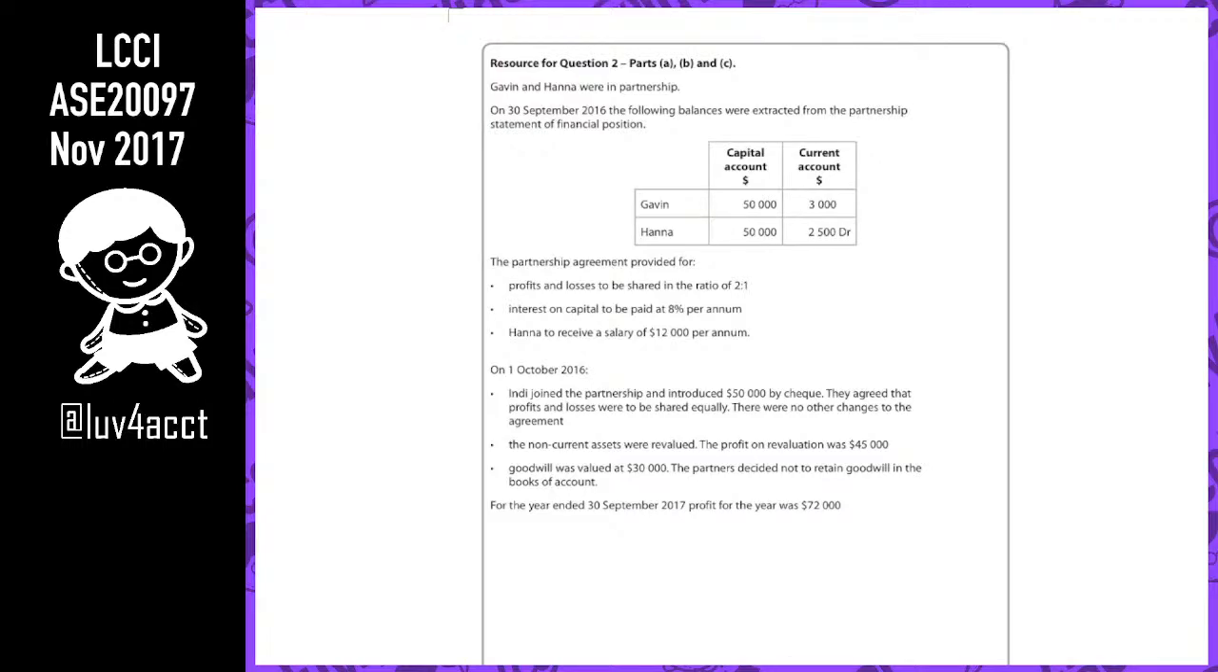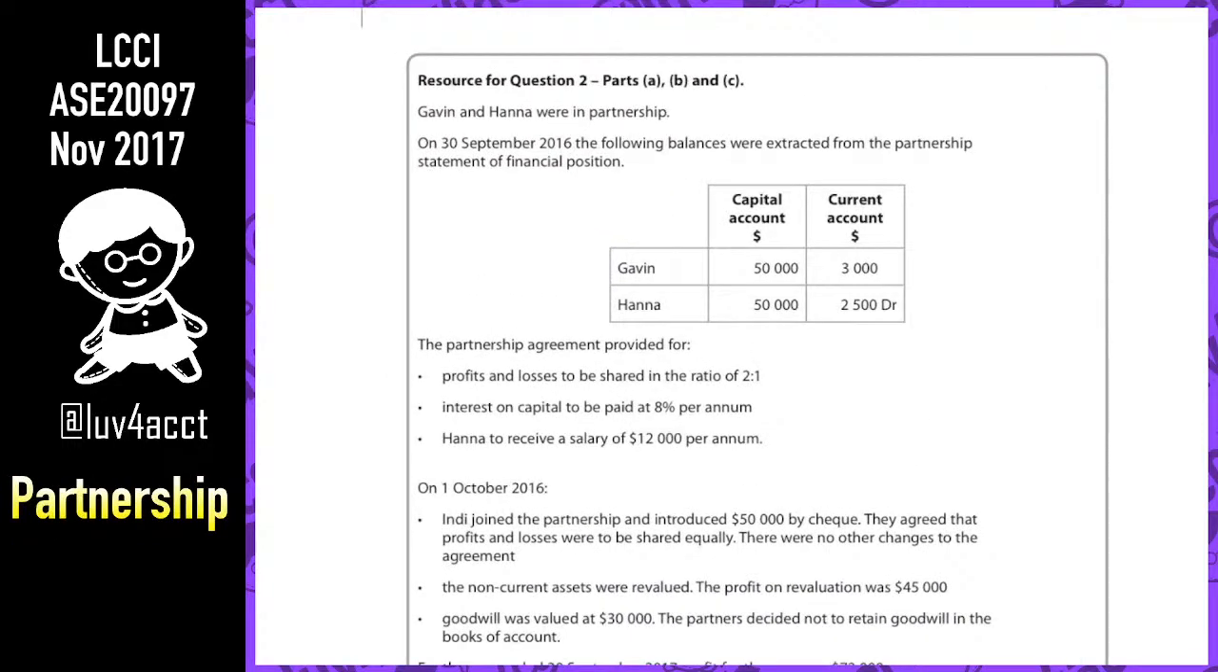Second question is partnership. Gavin and Hannah were in partnership. On the 30th of September, the following balances were extracted. So these are the opening balances for the capital accounts of Gavin and Hannah, the current accounts of the two partners, and then we have a debit balance for Hannah.